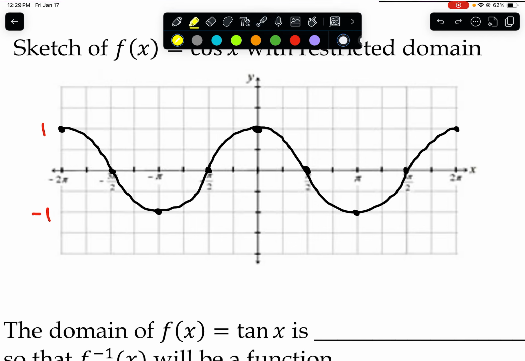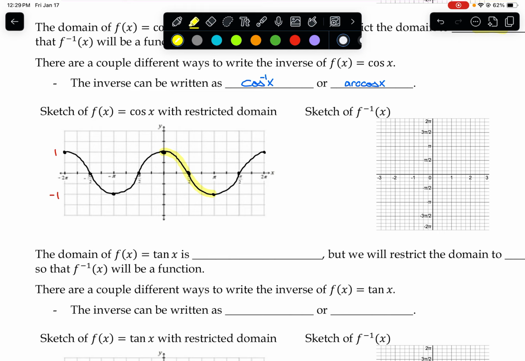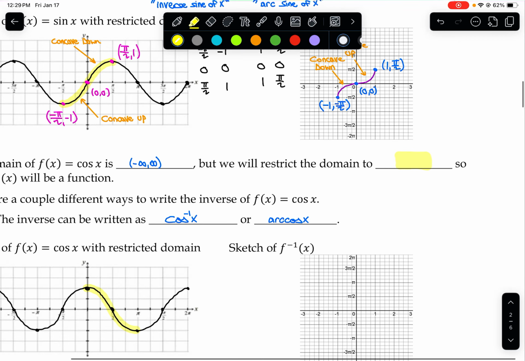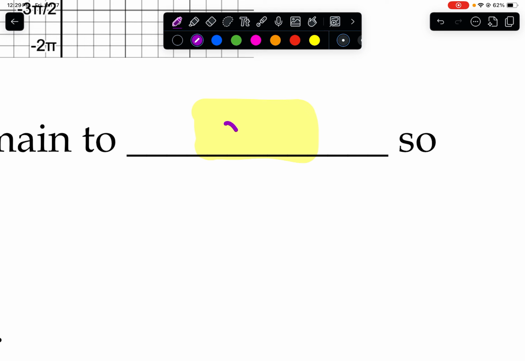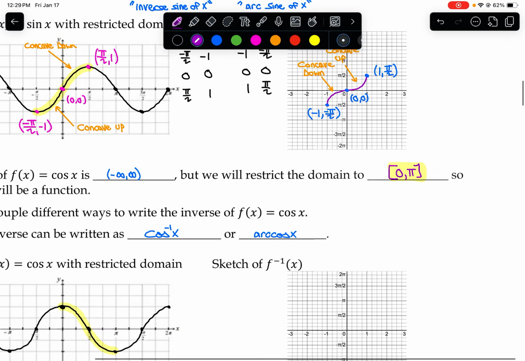As I mentioned towards the beginning, there's really no reason why we can't take that section or this section, or why we couldn't take this section. But what they decided as mathematicians is that we're just going to take the value that's closest to the origin and positive when possible. So that's why we're taking this interval specifically. We're going to restrict the domain to just 0 to pi. And once again, we include those values in our intervals, so that would be brackets.